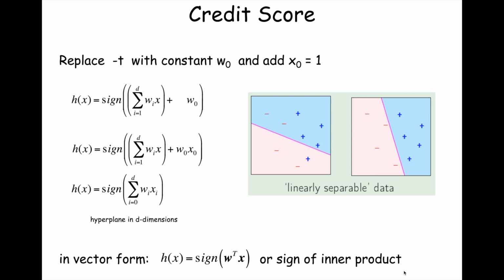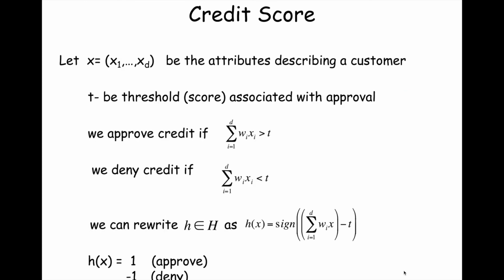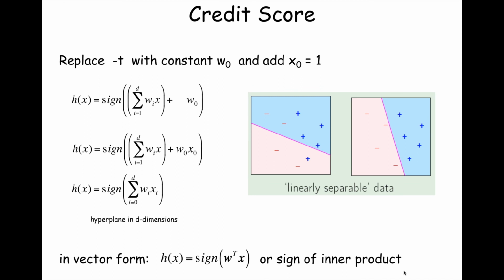We're doing this because we want to clean up the math to make it easier to implement. So in the previous slide, we said sign of the weighted sum minus t. In the next slide, we're going to replace this minus t by plus W0. Does that make sense? So instead of writing the weighted sum minus t, we're going to replace minus t with a W0, so we write plus W0.